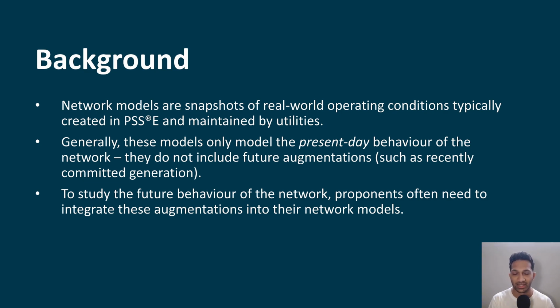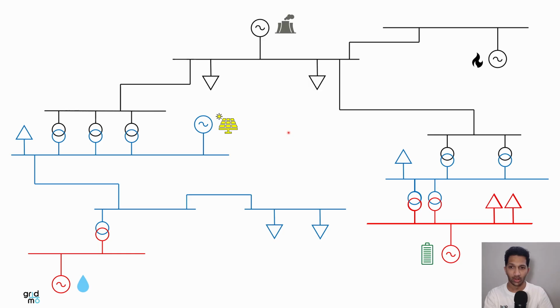Let's take a look at a simplified example. Here we have a simplified network with a number of generators, including a coal power station, a solar farm, a hydro power station, a battery, and a gas-fired power plant. We want to add our solar farm project to this network with a dispatch of 10 megawatts.